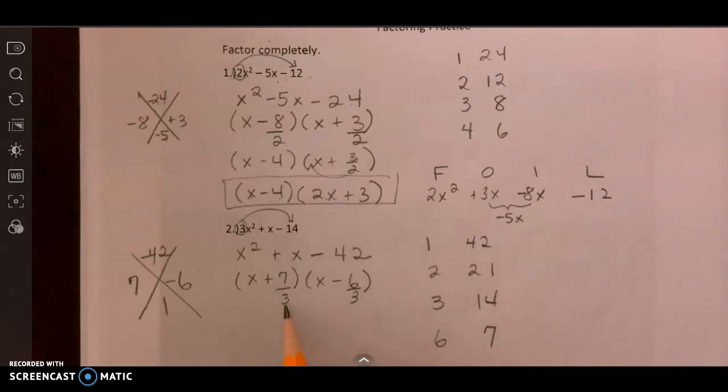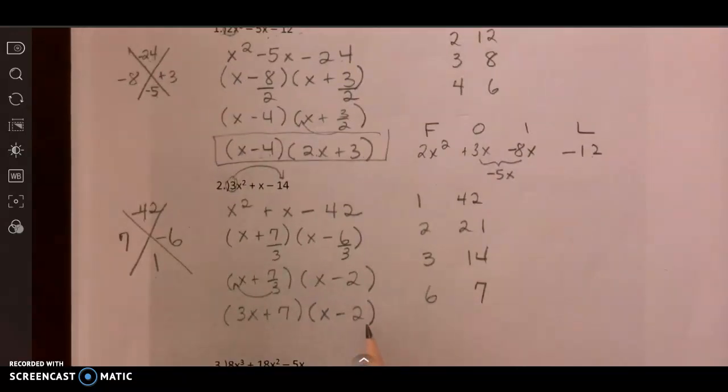My next step says that I have to simplify, if possible, either of these. The 7/3 can't be reduced, but 6/3 becomes 2. Now I'm ready to unslide any fractions. 3x plus 7 times x minus 2.